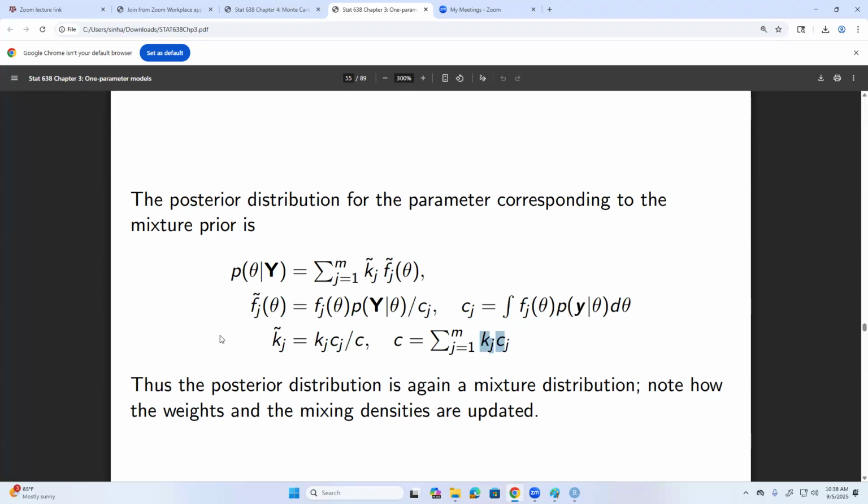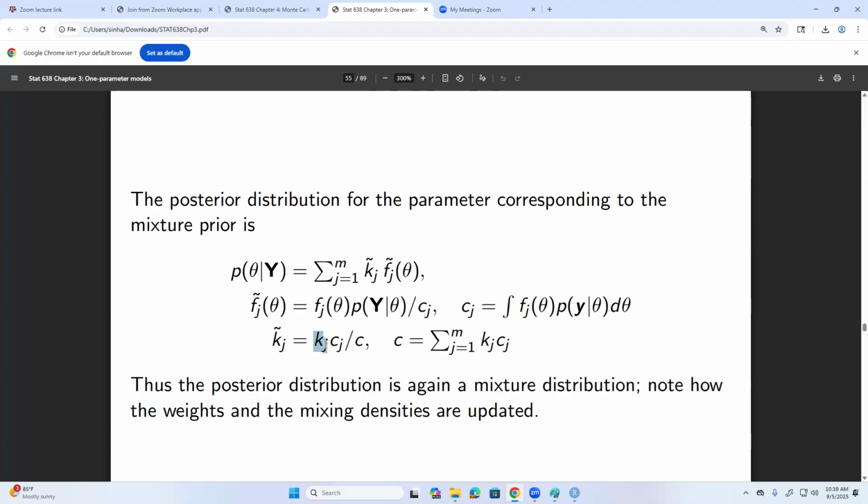So if you don't have a mixing prior, things are relatively simple. But when you have a mixing prior distribution, then finding the posterior distribution is slightly difficult, because it requires you to calculate the normalizing constant C sub j in order to calculate the mixing weight of the posterior distribution. So the bottom line is the posterior distribution is again a mixture distribution, and the mixing weights are updated. Mixing weights are not simply K j.